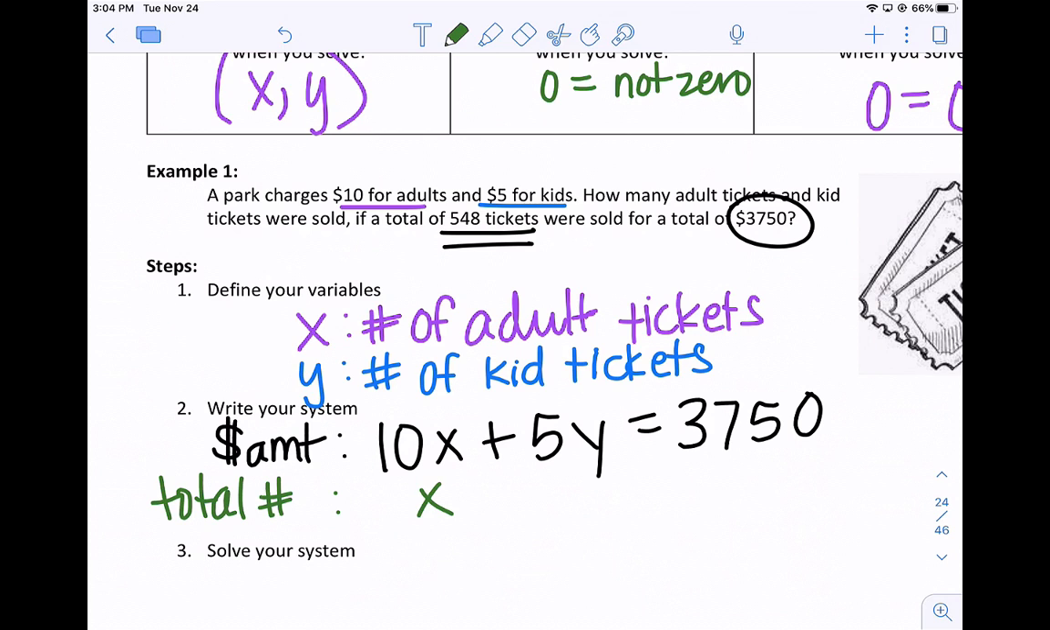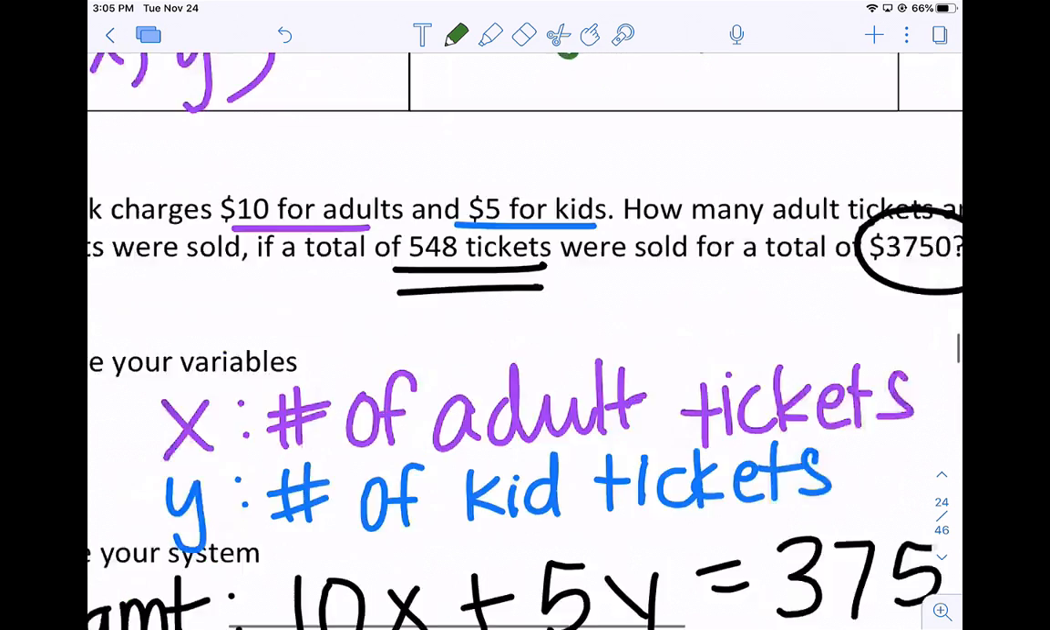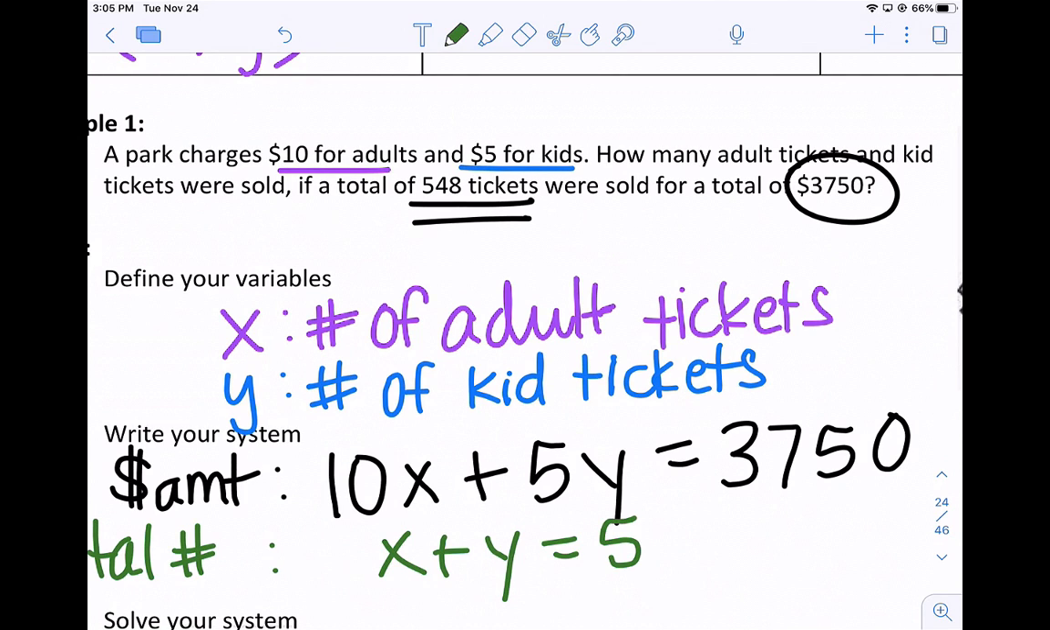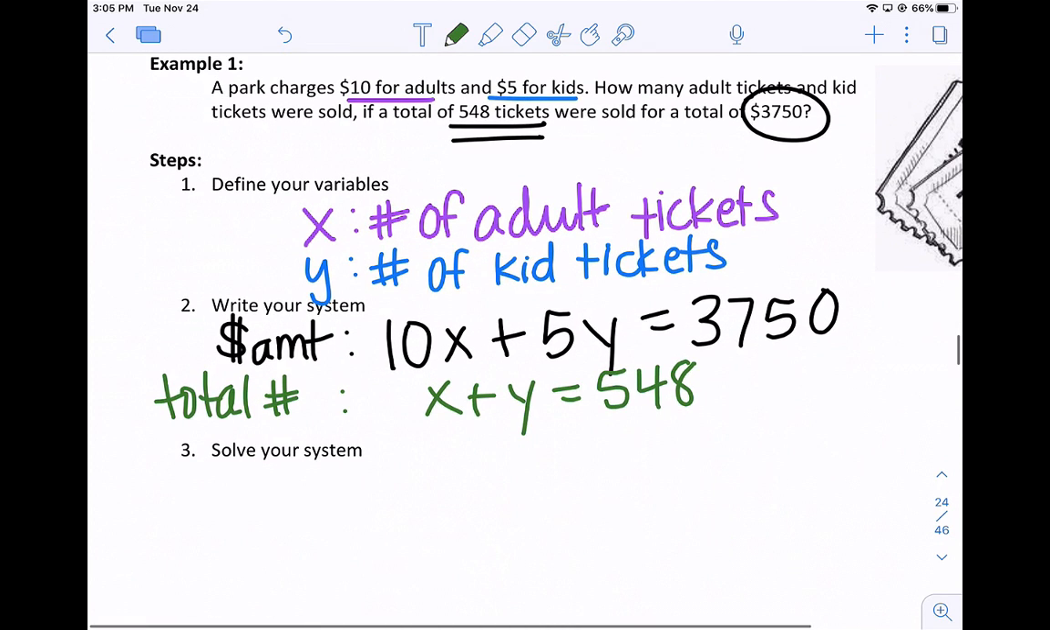And here we have adult tickets plus kid tickets equals how many tickets? So total 548. All right, so that is your system of equations. Sometimes you'll see this little curved bracket around it. Sometimes you won't. But that is your system, two or more equations. Now we're going to solve our system. We could graph it. We could use substitution. We could use elimination.